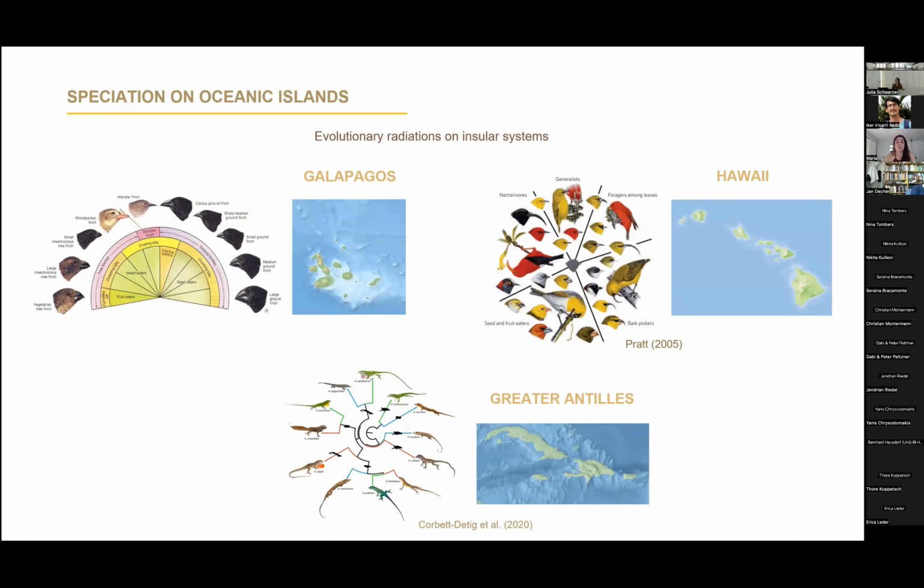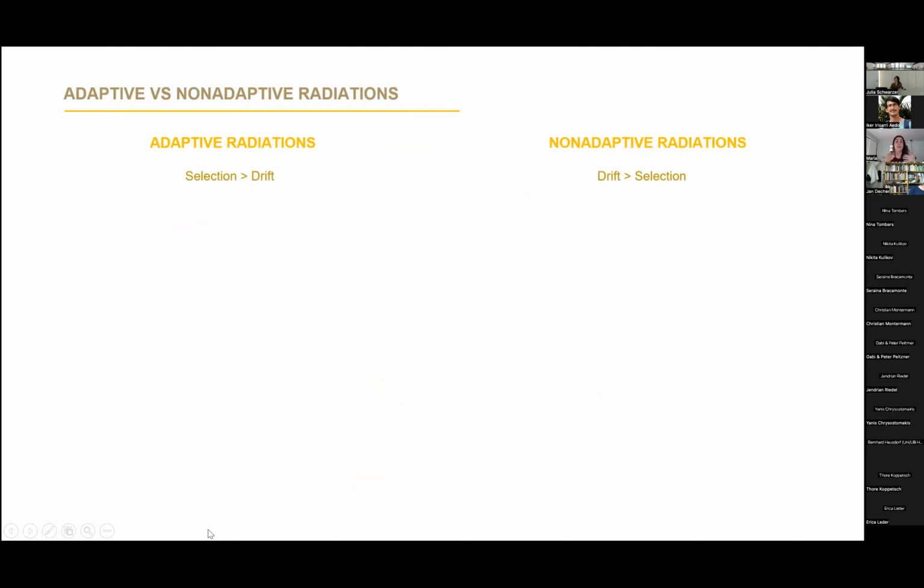And many of the best well-known radiations have occurred on archipelagos. For instance, the Darwin finches in the Galapagos, the Hawaiian honey creepers in Hawaii, and the Anolis lizards in the Greater Antilles. So depending on which evolutionary force is the main driver of the divergence process, either selection or drift, we can have adaptive or non-adaptive radiations. Adaptive radiations involve an ecological shift, and therefore selection is the main force driving this divergence process in order to adapt to the new or different environments.